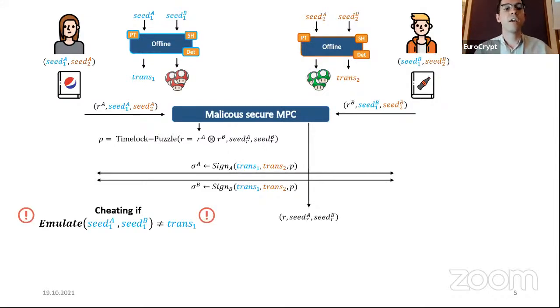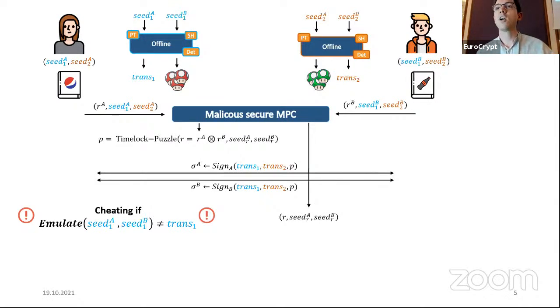In the next step, any party can emulate the protocol because it now has the seeds of this protocol instance, and then just emulate it locally and compare the resulting transcript to the transcript of the real execution. Now, if the transcripts are not the same, obviously there is some cheating. Otherwise, the parties can just continue with the online phase.